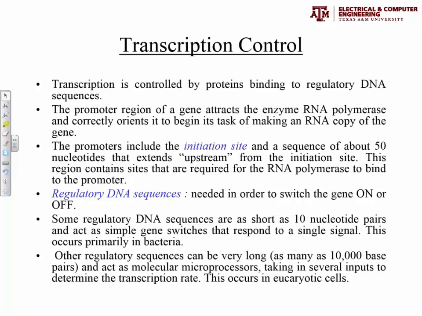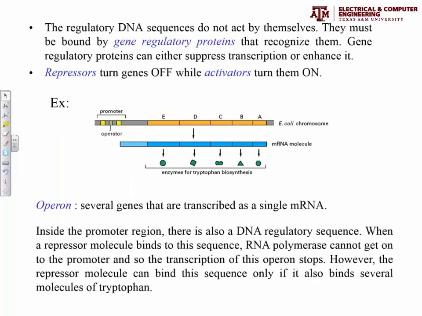Other regulatory sequences could be very long, as many as 10,000 base pairs, and they could act as molecular microprocessors, taking in several inputs to determine the transcription rate. And this occurs in eukaryotic cells, like in human cells, okay? So it's not like we electrical engineers invented microprocessors or something. Inside the cell also there is a lot of decision making that goes on. A lot of information is collected, and then decisions are made about whether the cell should divide or not, or a particular protein should be produced or not.